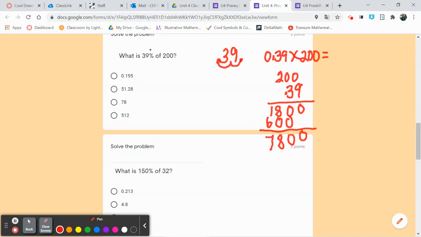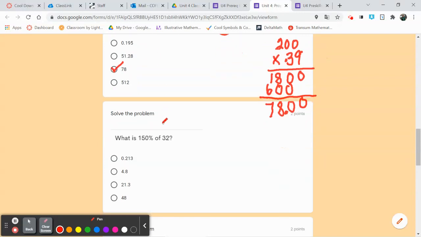I have two decimals in the multiplication problem. Remember, when it's multiplication, you count your decimal places. Start at the end. 1, 2. Our answer is 78. All right, on to the next problem.